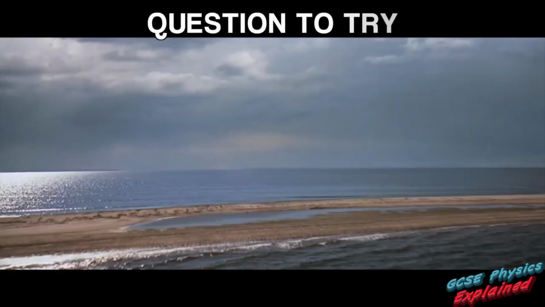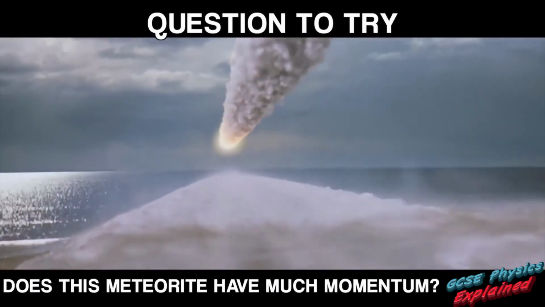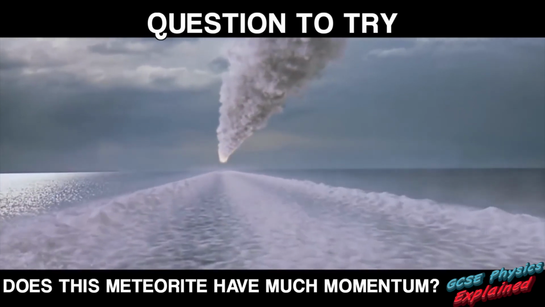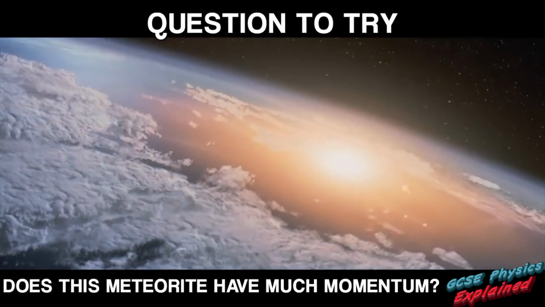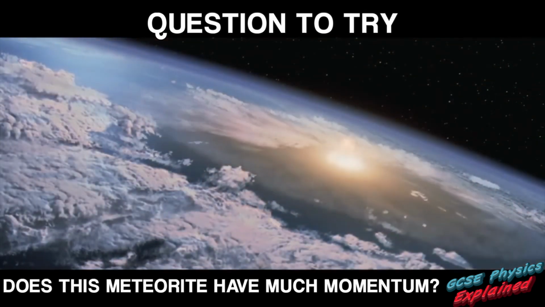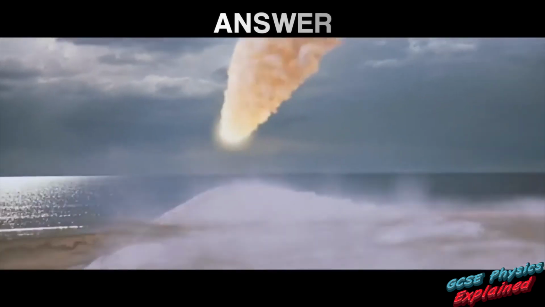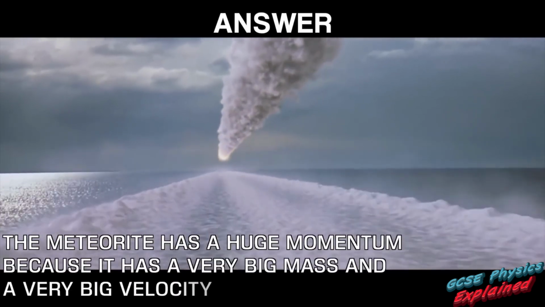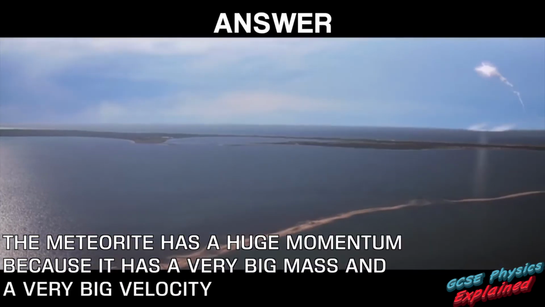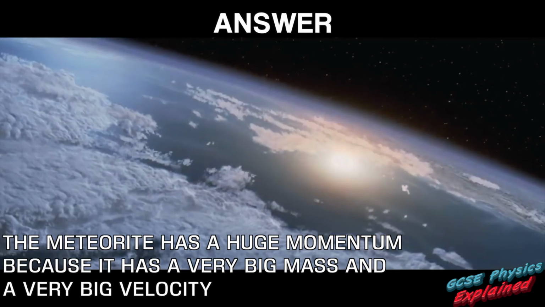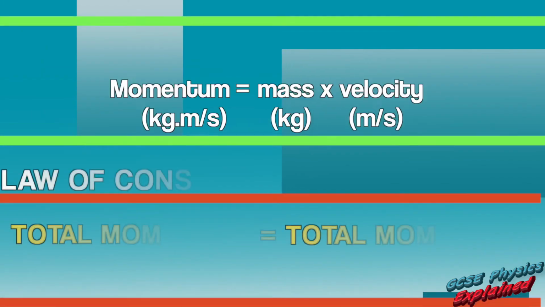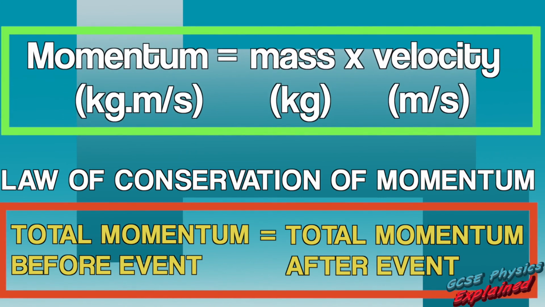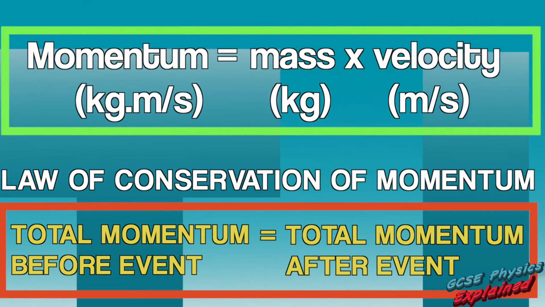Here's a question for you to try. Does this meteorite have much momentum? Answer: yes. The meteorite has a huge amount of momentum because it has a very big mass and a very big velocity. Well, I hope you understand what momentum is, how to calculate it, and how the law of conservation of momentum works when objects collide.